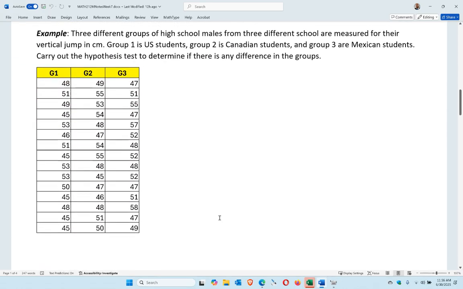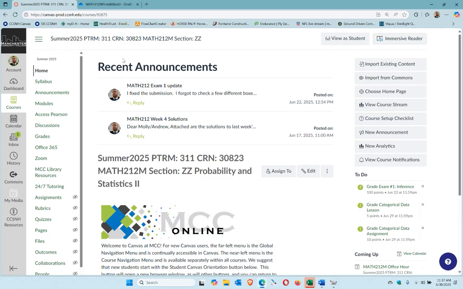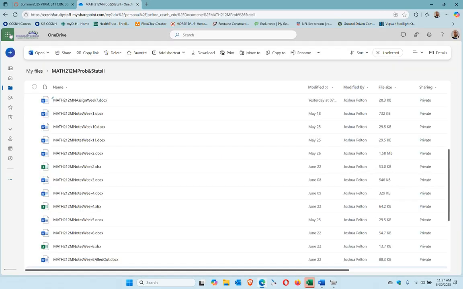So let's say we have three groups. We have U.S. students, Canadian students, and Mexican students, and they have a vertical jump in centimeters. We want to know if there's any difference in the means of these three groups. Obviously, these samples will be different, but in the populations, are they essentially the same? Okay, so let's go to our class here and open up a spreadsheet.